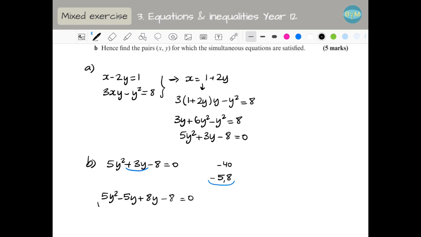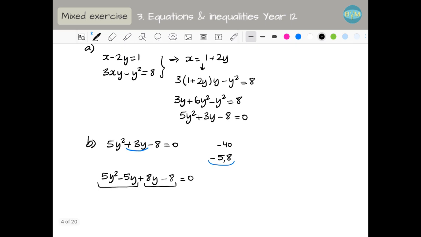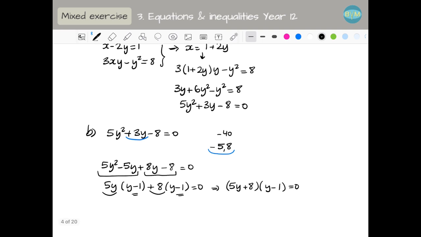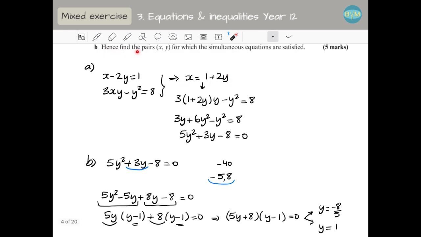And then I'm going to factorize the first two terms and the second two terms. The first one is 5y times y minus 1. And the other one is 8 times y minus 1, equal to 0. These two are common, so I can write this one and this one: y minus 1 multiplying 5y plus 8 as the common factor. And that gives me the solutions for y. So y is going to be minus 8 fifths with the first bracket equal to 0, and y is going to be 1. I need to find x, yeah, because they ask me the pairs.